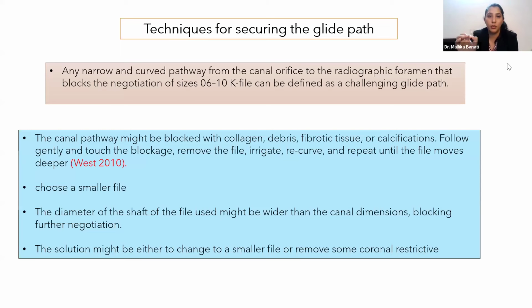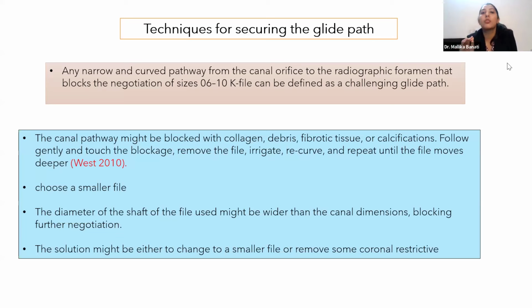If you have to pre-curve and go down and you feel some force, then you have some kind of hindrance in between. The canal pathway might be blocked with collagen, debris, fibrotic tissue, or calcifications. Follow gently and touch the blockage, remove the file, irrigate, recurve, and repeat until the file moves deeper, cleaner and smoother. Now choose a smaller number file.